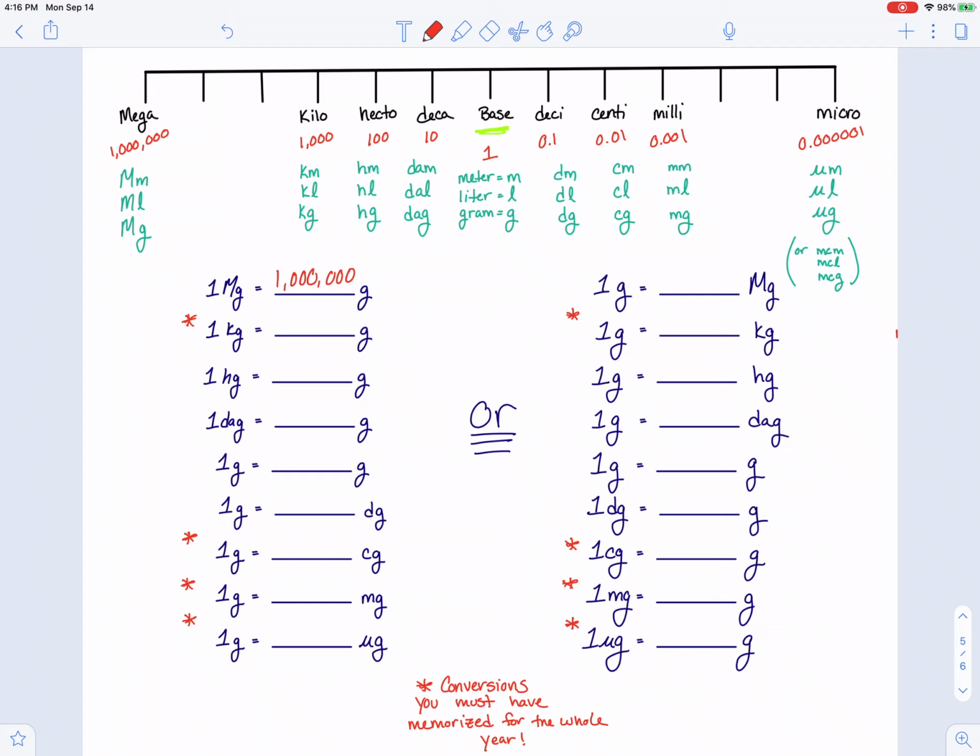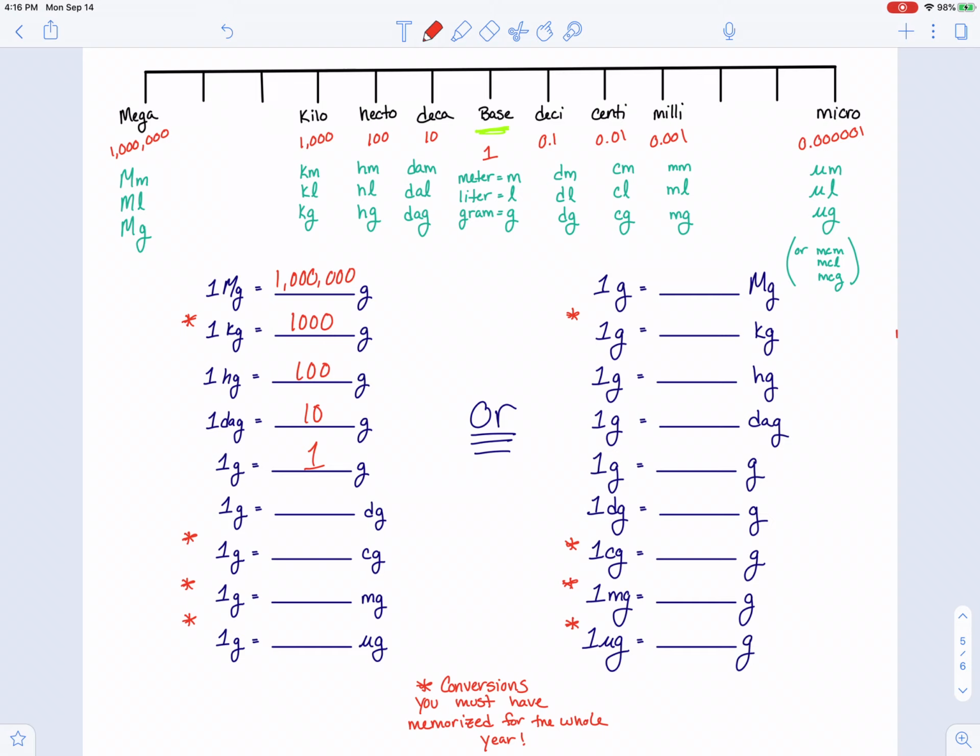Kilogram we'll use a lot. So there are 1,000 grams in a kilogram. So kilo means 1,000. Hecta means 100, so that's going to be 100 grams. Deca means 10, so there are 10 grams in a decagram. And then clearly there's only 1 gram in 1 gram. I just put that in there for symmetry because I like the way it looked.